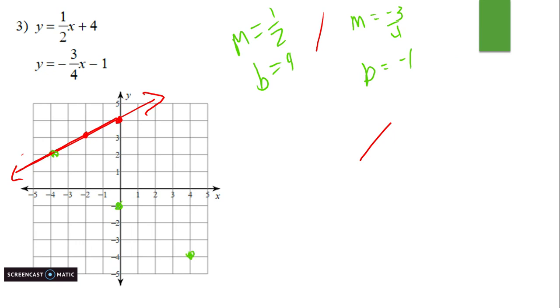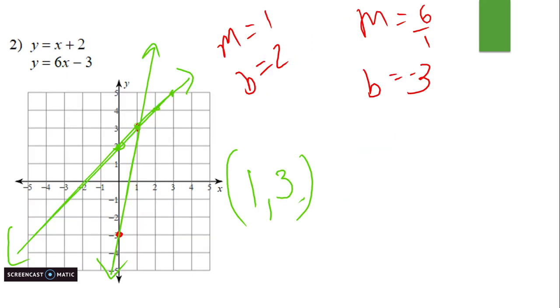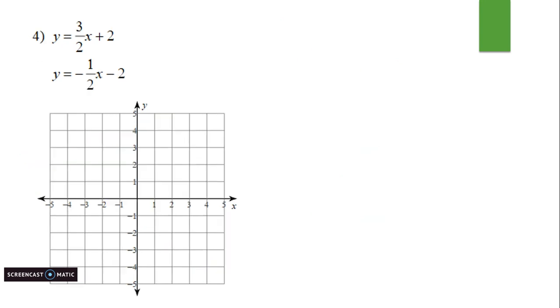I didn't go down 3. I am struggling today. Oops. That's better. Intersection point is -4, 2. Did we do an intersection point for both of those? Yes, we did. All right, number 4 here.